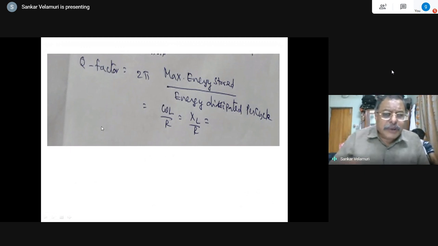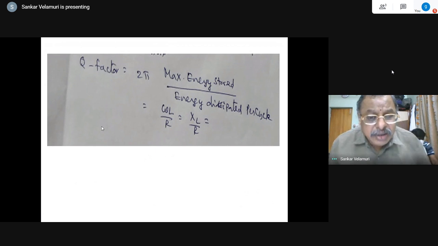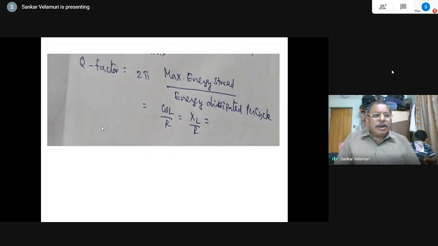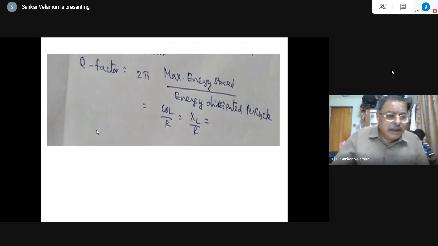So the Q factor is 2 pi into maximum energy stored divided by energy dissipated per cycle. Those definitions are known to you. So it is equal to omega L by R. The quality factor also refers, at a later stage, to selectivity, bandwidth and other things in resonant circuits. But for a series RL circuit, the Q factor can also be obtained as a salient point, which I just mentioned here.